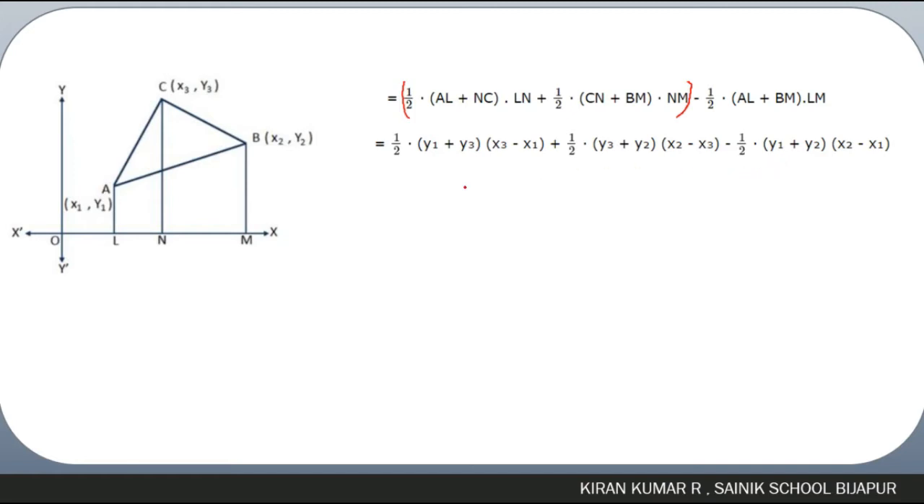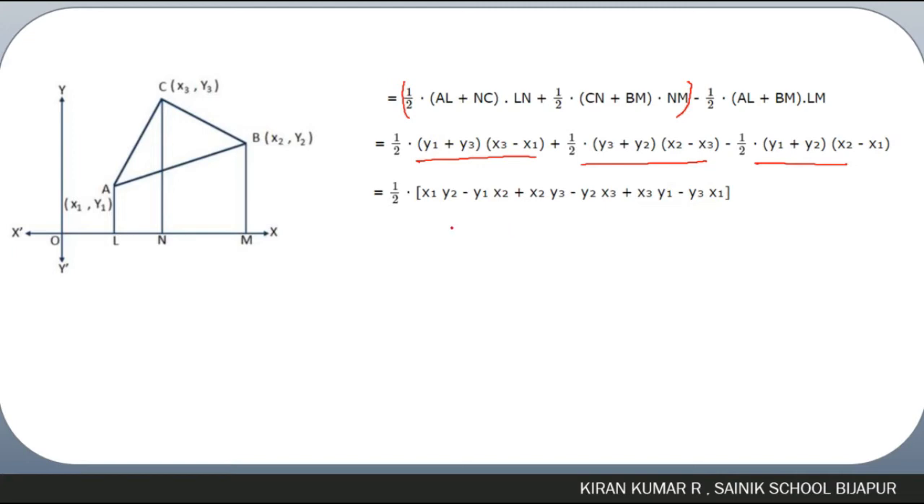We need to simplify this. If you observe, half is common in all these three terms. This is the first term, this is the second term, and this is the third term. If half is taken common, we have to multiply the terms over here. On simplification, we get x1 y2 minus y1 x2 plus x2 y3 minus y2 x3 plus x3 y1 minus y3 x1. I urge you to solve this and then check it.